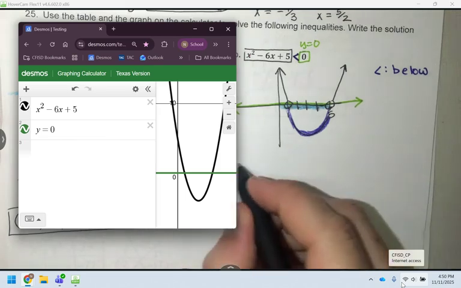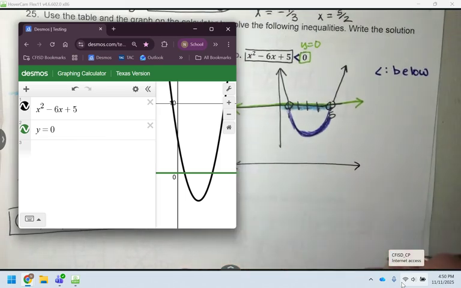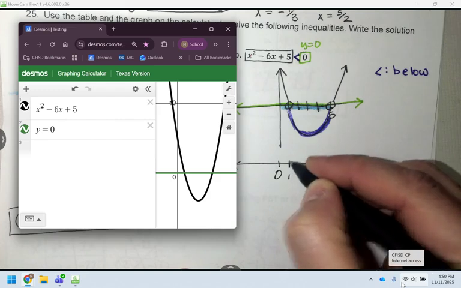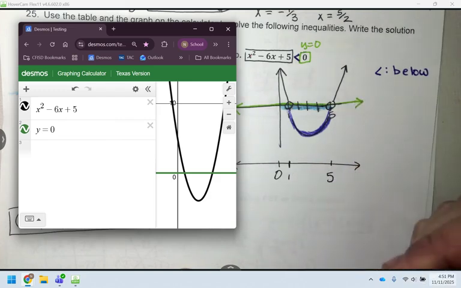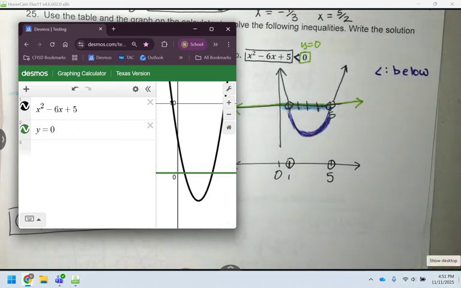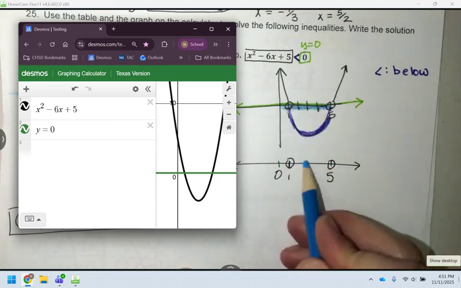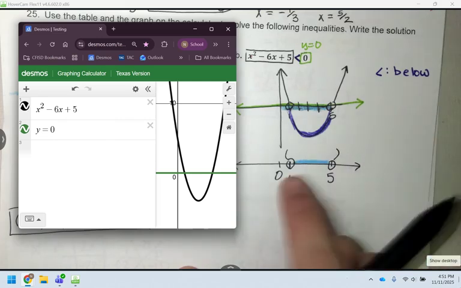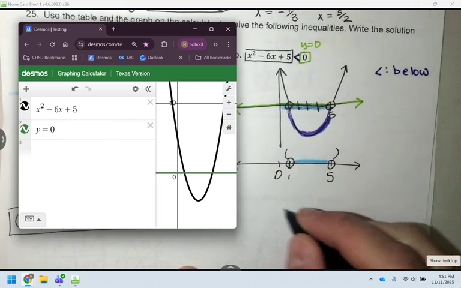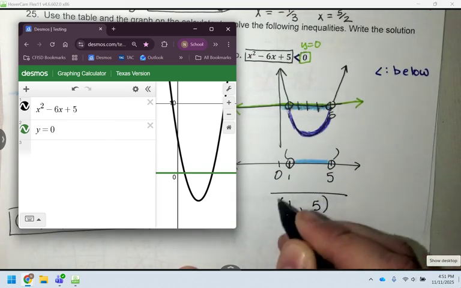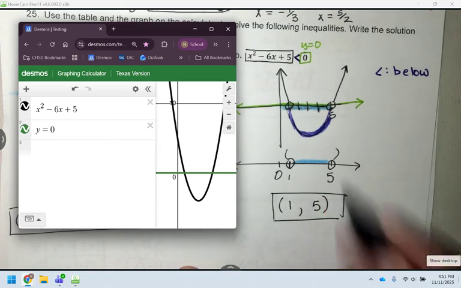So it might be easier if you just look at the x-axis. We know that 0 is here, 1 is here, 5 is here. Open circle, and my solution are these. So remember parentheses, 1 to 5. Done. Parentheses because it's an open circle.